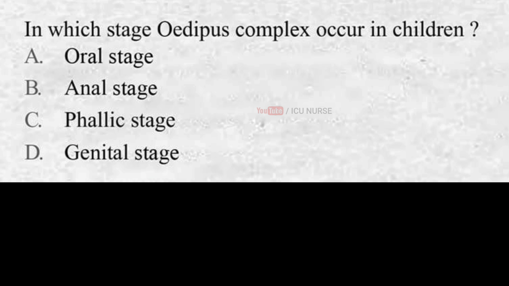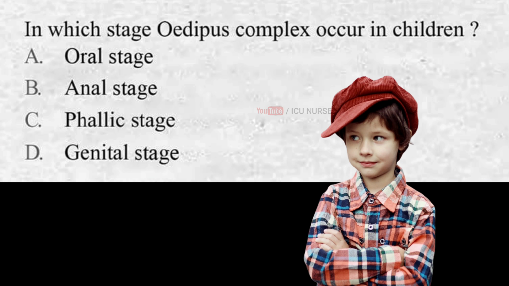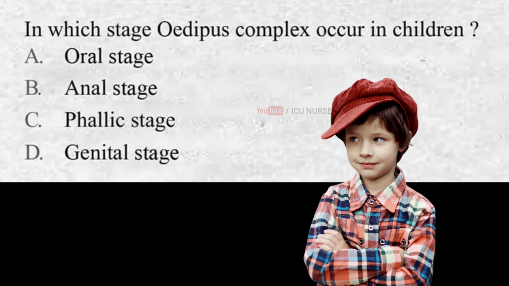In which stage does Oedipus complex occur in children? A. Oral stage. B. Anal stage. C. Phallic stage. D. Genital stage. And the correct answer is C. Phallic stage. According to psychoanalytic theory, Oedipus complex is a desire for sexual involvement with the parent of the opposite sex and a concomitant sense of rivalry with the parent of the same sex, a crucial stage in the normal developmental process.